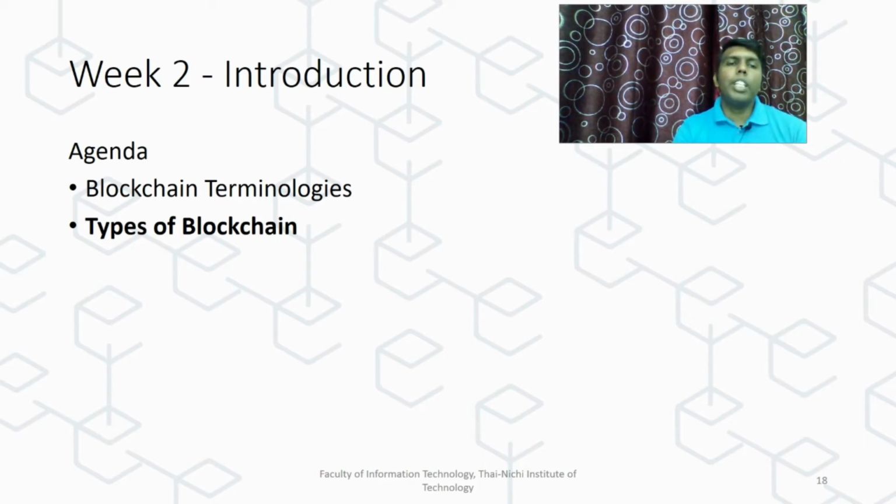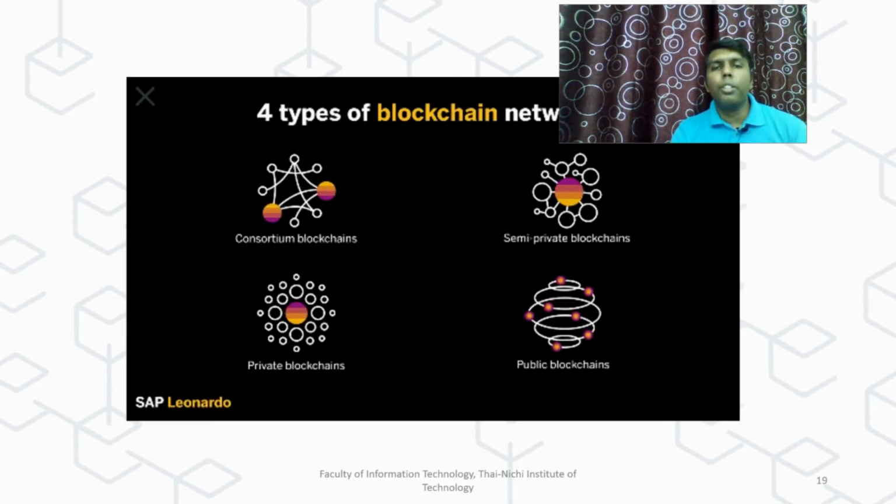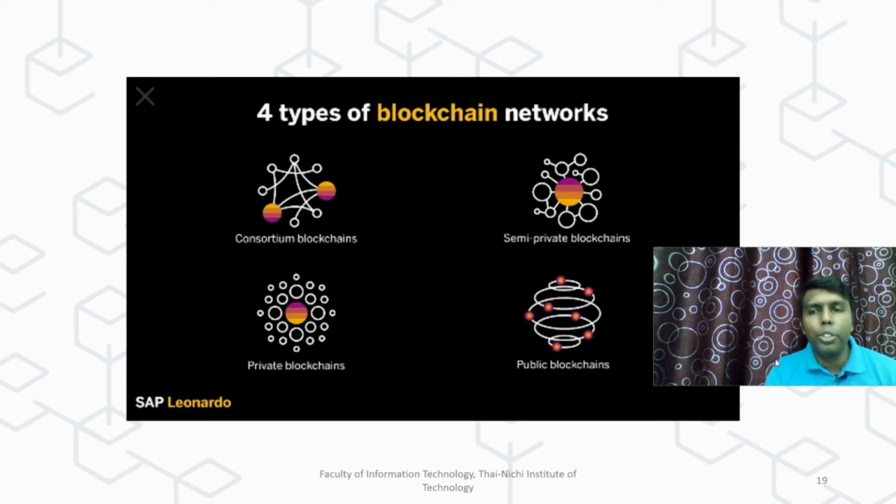Next we will be seeing about various types of blockchain. There are four types of blockchain networks. We are not directly going into types of blockchain. Firstly, we will see about the blockchain networks.